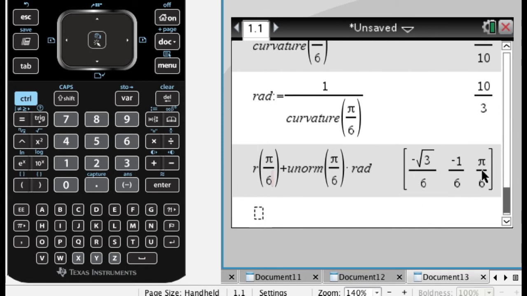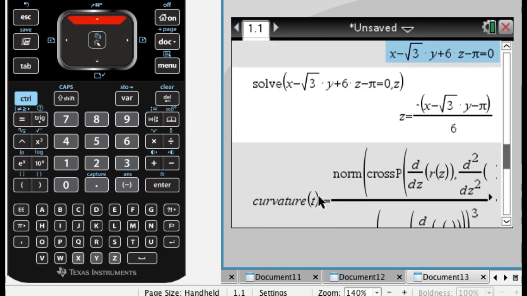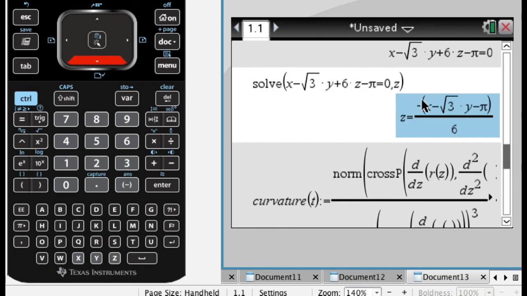This pi over 6 is just the z coordinate you get at the center, so I didn't actually need that to write the equation of the circle. I just needed the x and y so that I could write the parametrics for the circle, and then take those and plug them into the equation I got for z. I actually used my calculator at some point to solve for z here to clean that up.